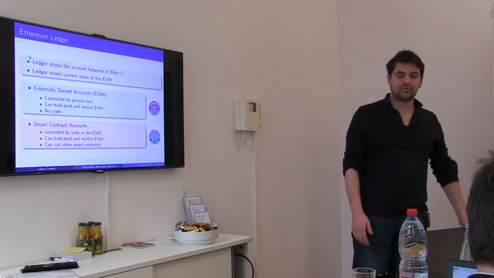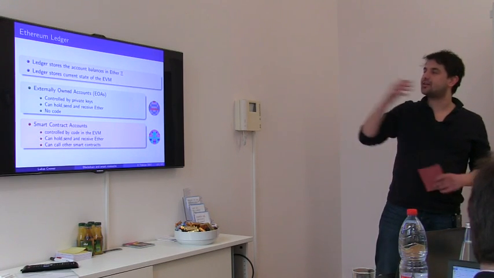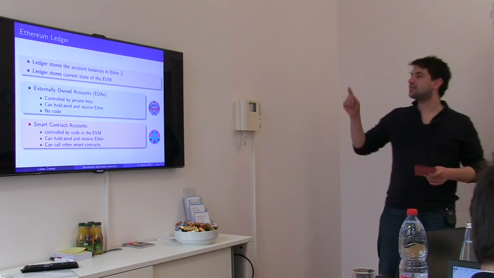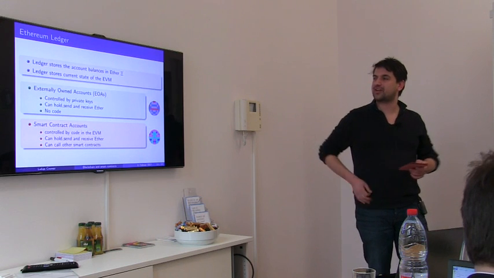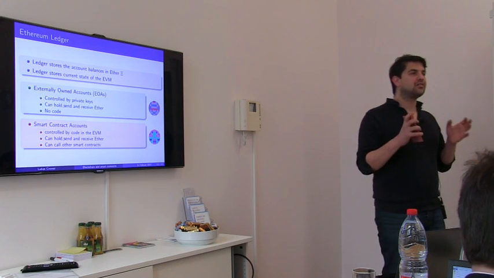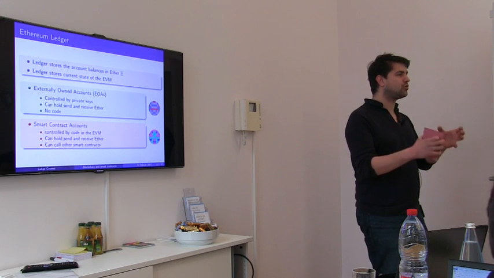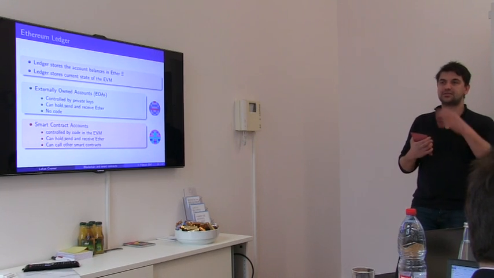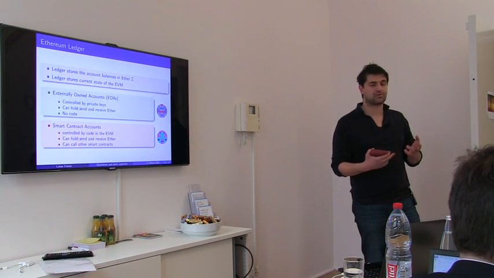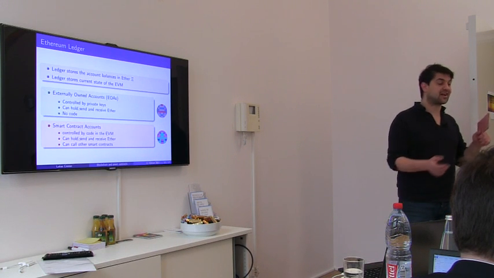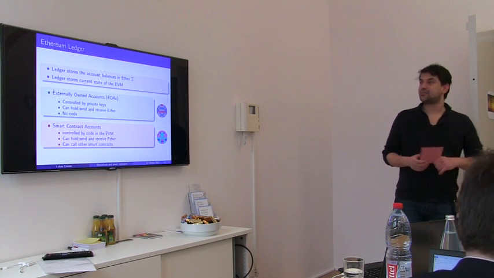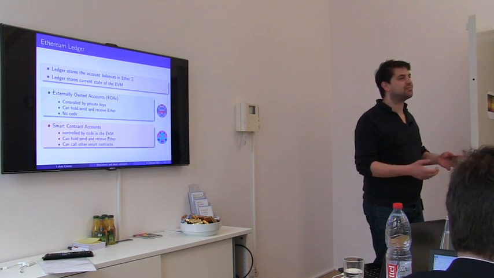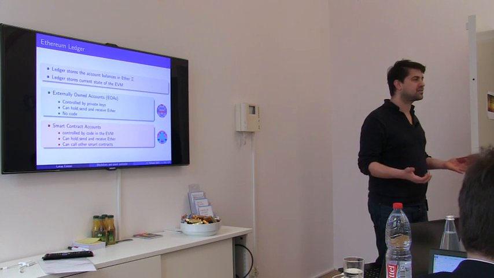So there are two basic accounts in Ethereum. It operates like a normal cryptocurrency, like Bitcoin, with the addition of smart contract accounts. And these smart contracts are governed by the code that is stored in the smart contract. You can send Ether to this smart contract. The smart contract can call other smart contracts, and it's what the programmer would call Turing complete. That basically means it's programmable.